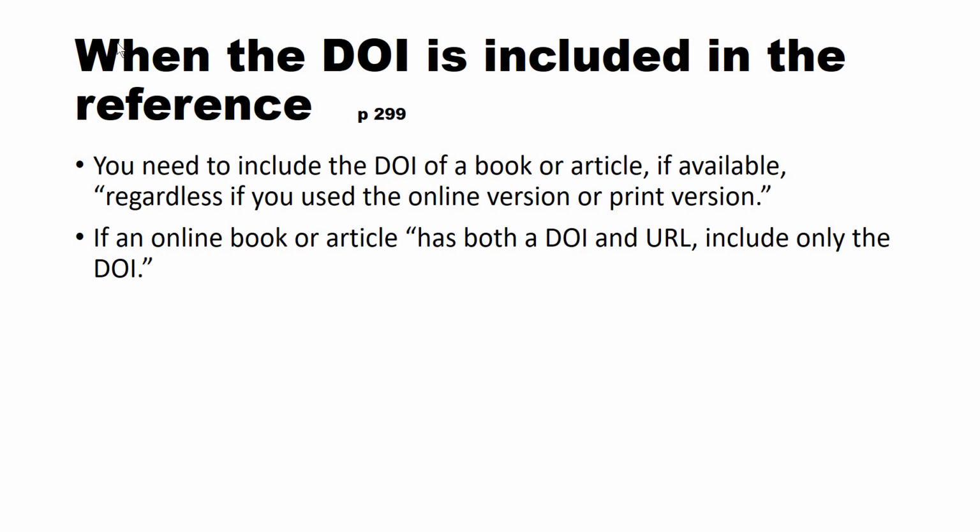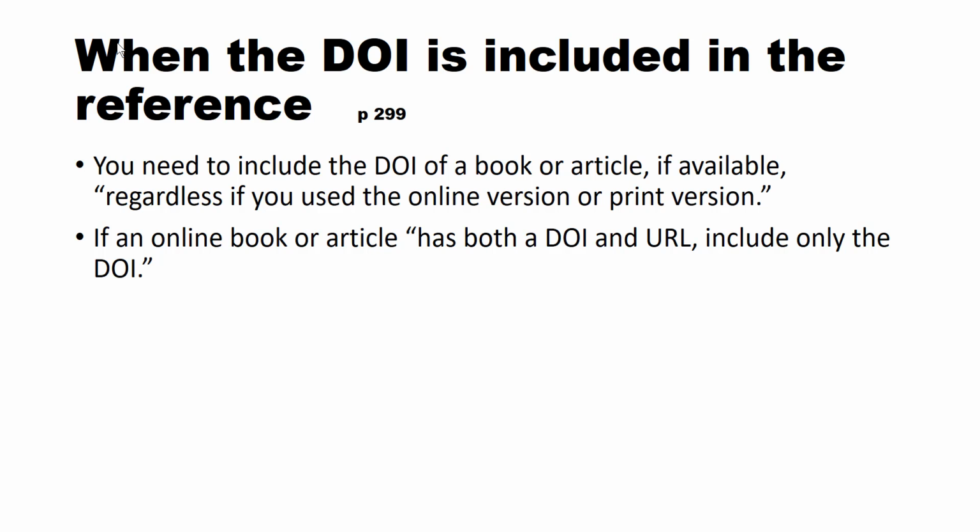So when is the DOI included in your reference? The APA style says that if there is a DOI available, you must include it in your reference, regardless if you use the online version or the print version. It is easy to remember the DOI in an online article or book because it's right there, but in a print article or book, it may be easy to forget it. But if the DOI is present, include it in your reference.